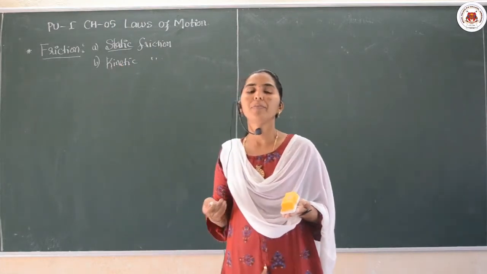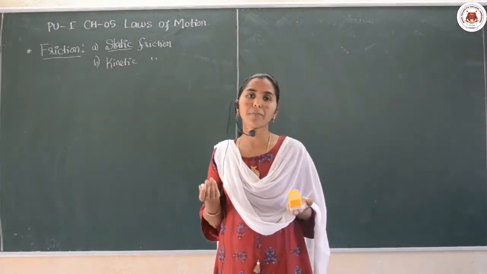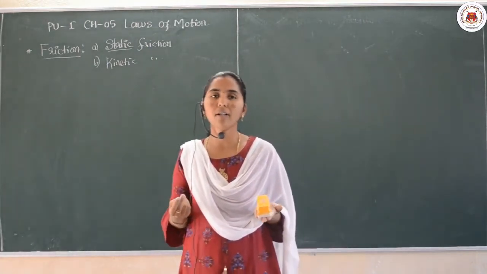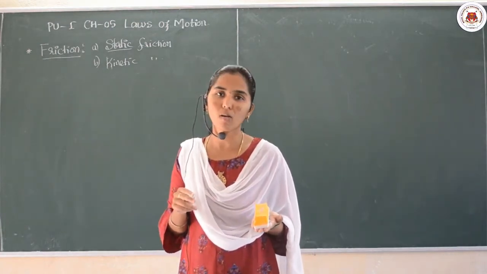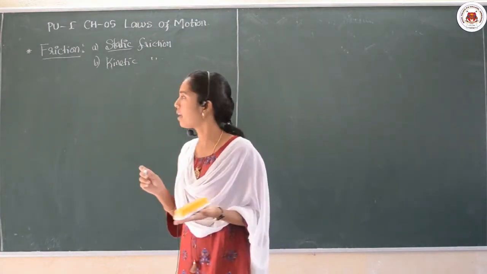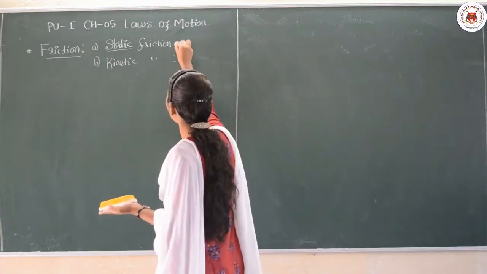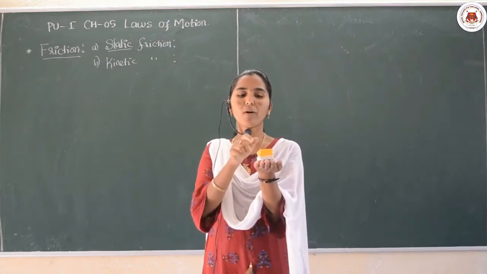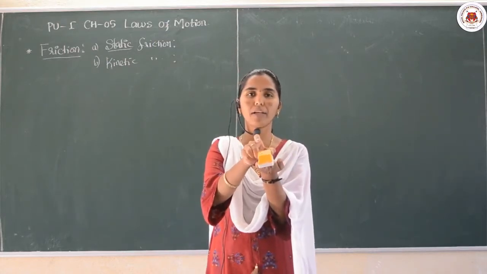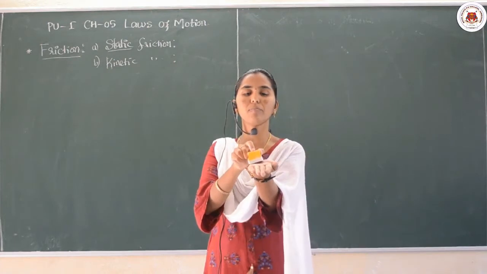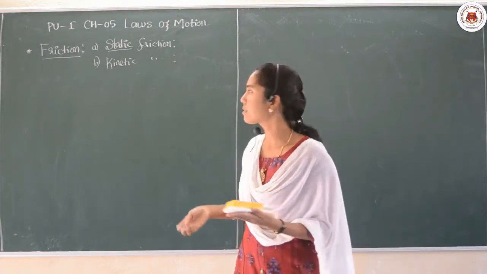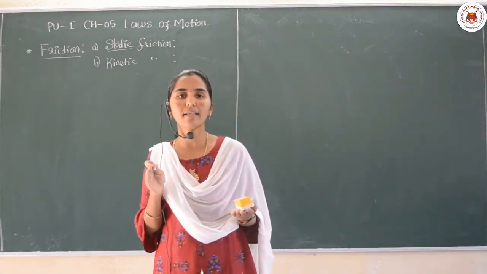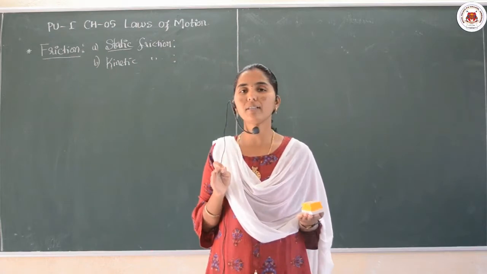What does it mean? Kinetic means motion. So when two bodies are in motion, the friction between them is called kinetic friction, right? So here the motion will be there. What type of motion? Relative motion. That means one body may be at rest and another body is moving, or this body is at rest and this body may be moving.